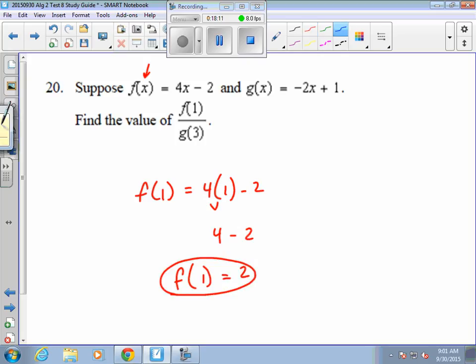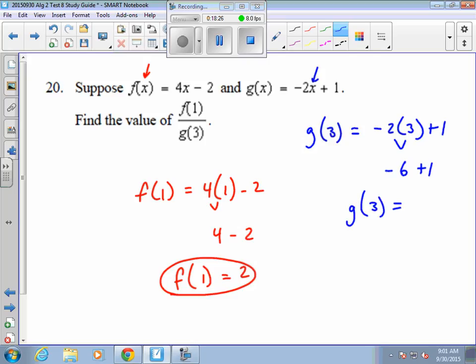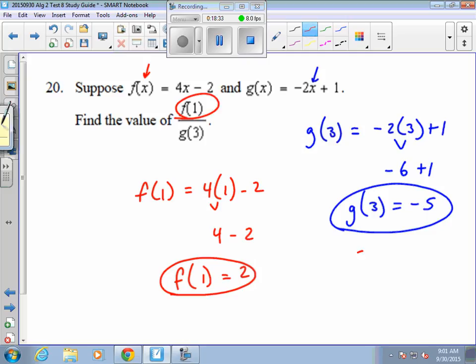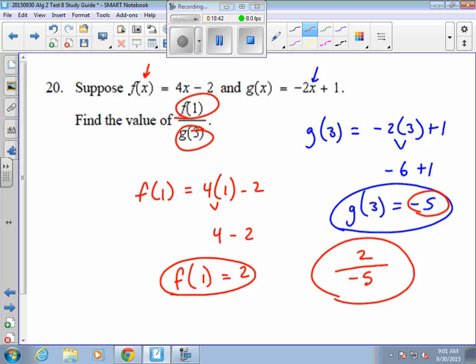Do the same thing with g of 3. g of 3 equals negative 2, in place of x, times 3 plus 1. Multiplication happens first. Negative 2 times 3 is negative 6, plus 1. So g of 3 is negative 5. So we have that value. It says to divide those by each other. f of 1 is on top, 2, divided by g of 3 on the bottom, negative 5. So negative 2/5 is your answer for that one.